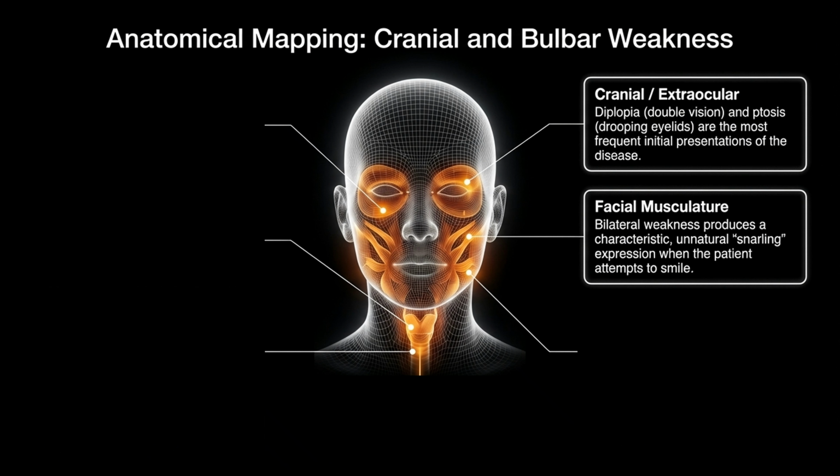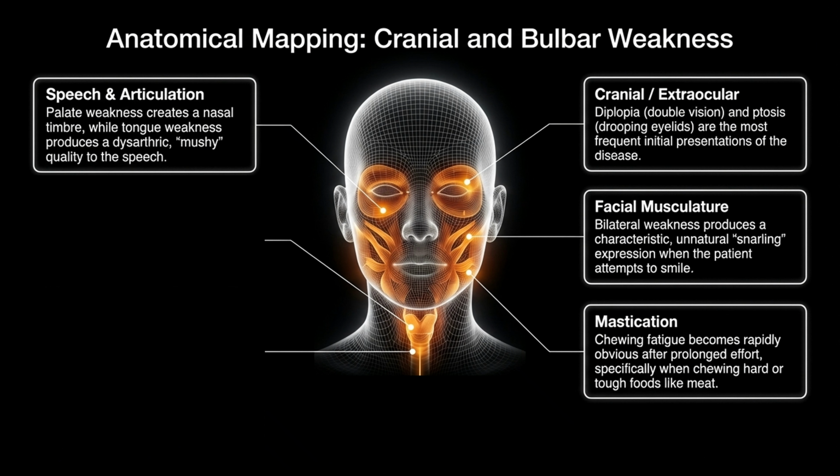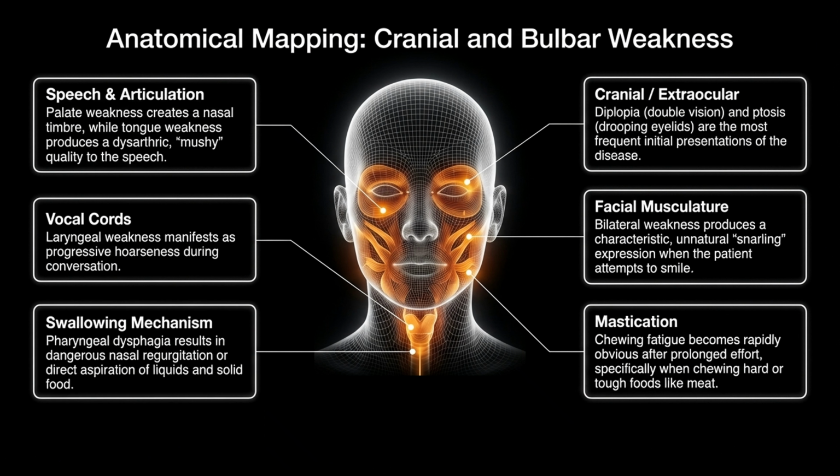Weakness in chewing is most noticeable after prolonged effort or when chewing hard or tough foods like meat. Speech may have a nasal timbre caused by weakness of the palate or a dysarthric, mushy quality due to tongue weakness. Hoarseness can occur from laryngeal weakness. Difficulty in swallowing, dysphagia, may occur as a result of weakness of the palate, tongue, or pharynx, giving rise to nasal regurgitation or aspiration of liquids or food.